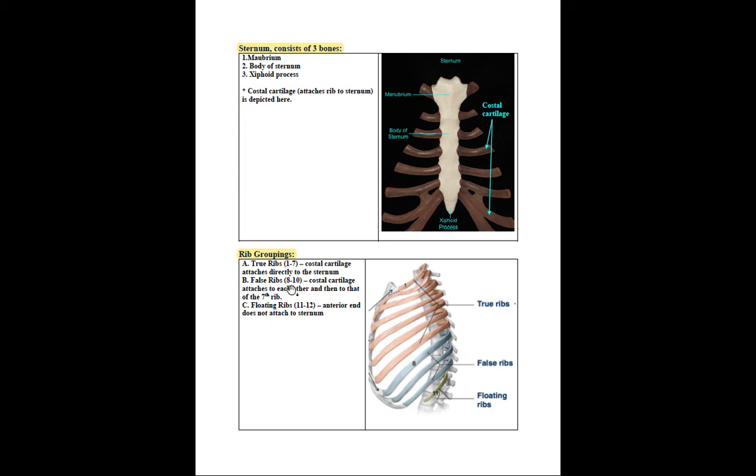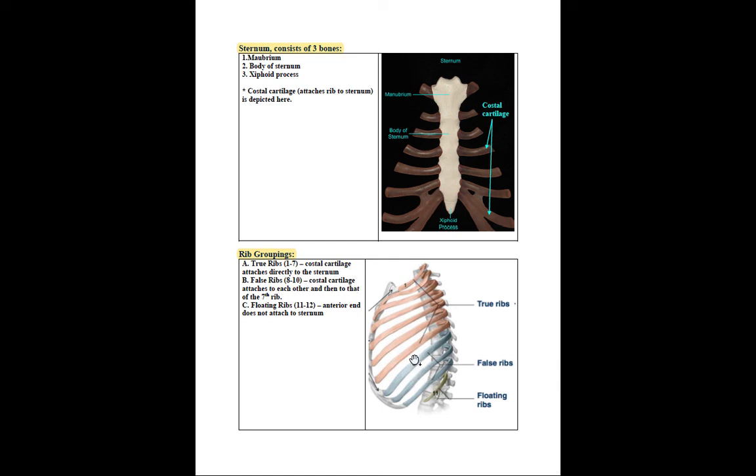Now the false ribs, ribs 8 through 10. All of the costal cartilage of ribs 8 through 10 will attach to each other down here, and then will eventually come up and attach to the costal cartilage of the 7th rib. So this is the costal cartilage of ribs 8 through 10 that are coming up and fusing with the costal cartilage of rib 7 before it attaches to the sternum. So that's why they're called the false ribs.